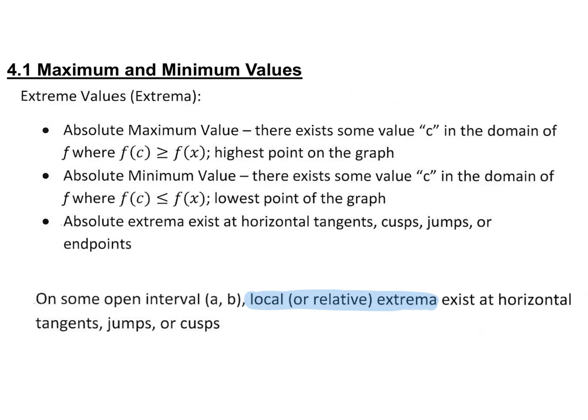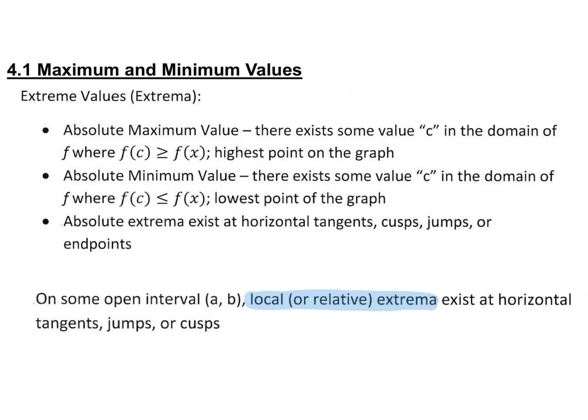What's important is the only way that we can define a local minimum or a local maximum or a relative minimum or relative maximum is that it has to be contained within an interval. It can't be an endpoint. So notice that distinction. It can still happen at a horizontal tangent. It can happen at a jump. It can happen at a cusp or a sharp turn, but it cannot be an endpoint. It has to be contained within an interval.